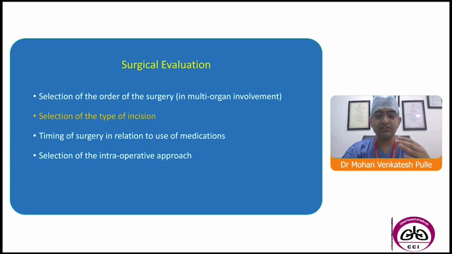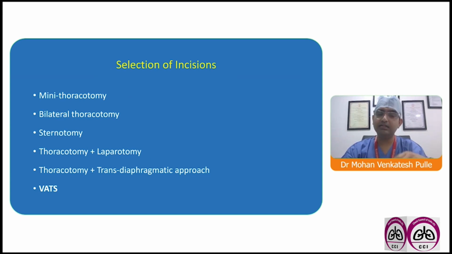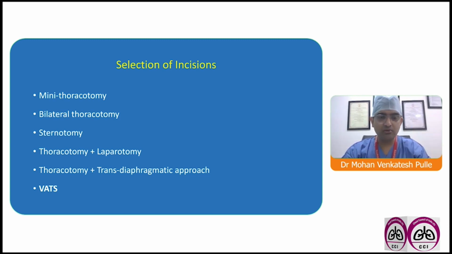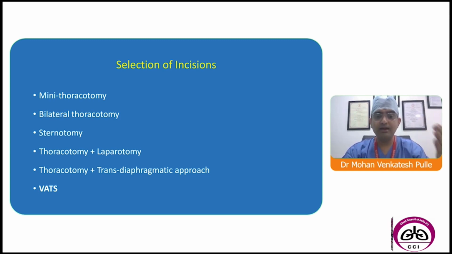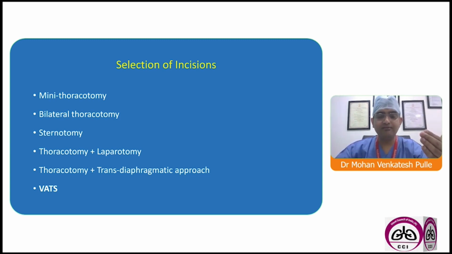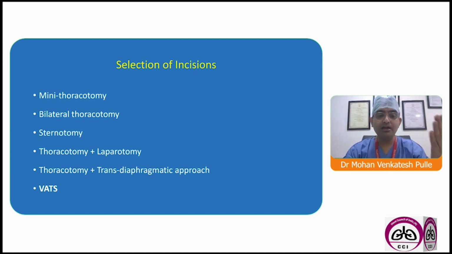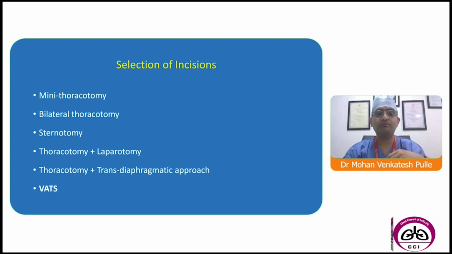And then selection of the type of the skin incision. There are several methods or approaches that we can go. It can be a mini thoracotomy, bilateral thoracotomy, sternotomy, thoracotomy and laparotomy in cases of liver involvement, or thoracotomy and transdiaphragmatic approach in cases where the superior most part of the liver is involved with the involvement of the diaphragm. And now we are doing many of the cases by video assisted thoracoscopic method.